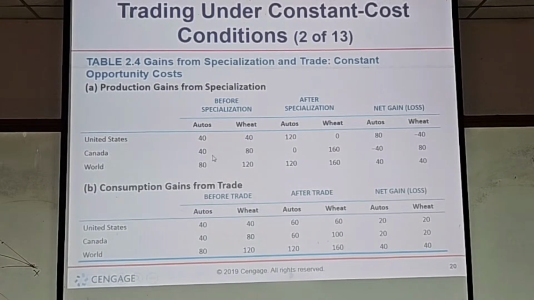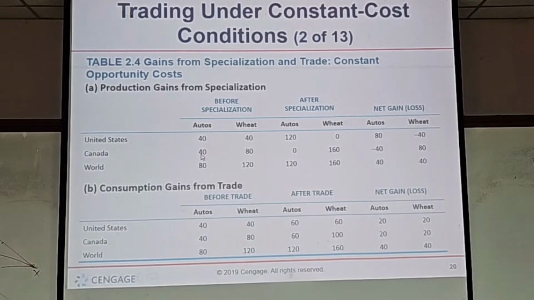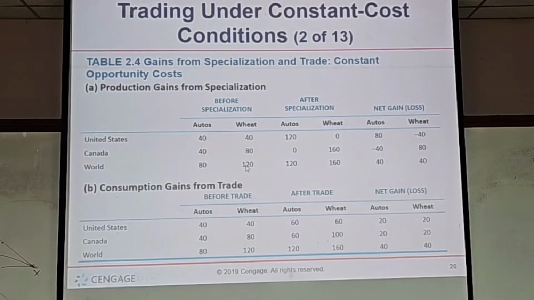Oh, different. They give different numbers. The total in the world is 80. During autarky, before specialization or before trading, it's the same thing. After specialization, in autarky America produces 40. The United States is more efficient in production of auto, and Canada is more efficient in production of wheat. The top is 120, and 80 here.